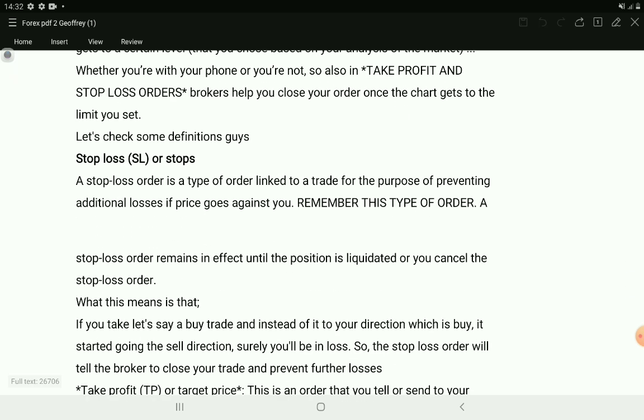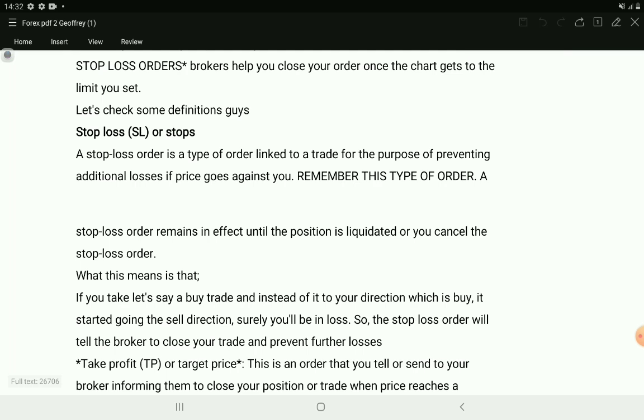Then we have stop loss. A stop loss is a type of order linked to a trade for the purpose of preventing additional losses on your account. If you enter a market and the market starts going against you, you have to close the market. Maybe I'm trading a $100 account, and I forecast, or I believe, that the market will be going up. Then I buy into the market, and the market starts going down.